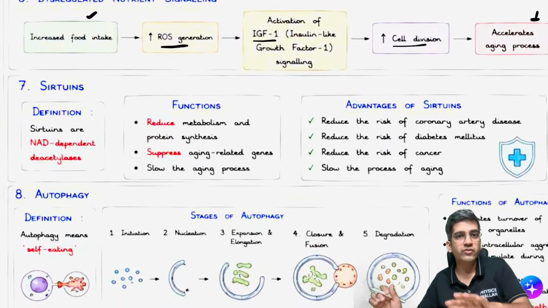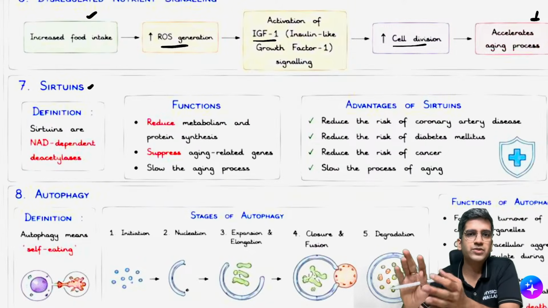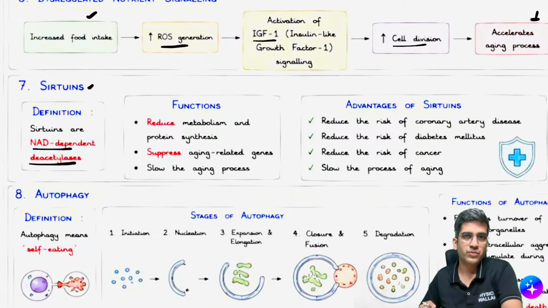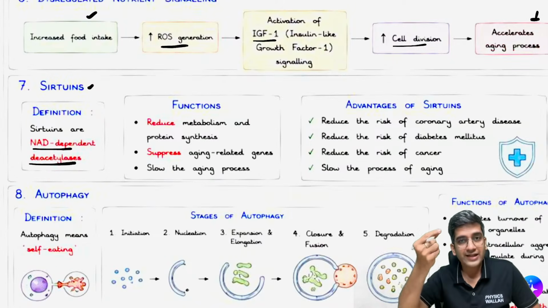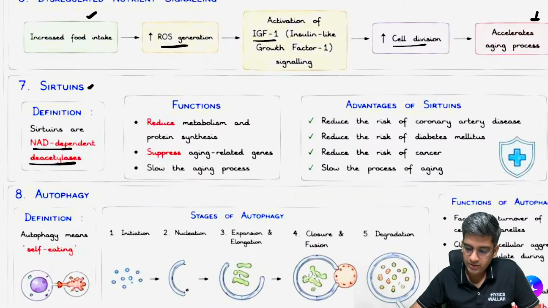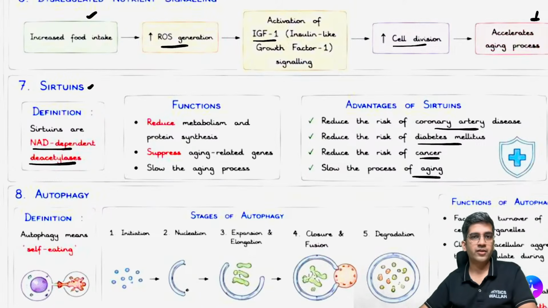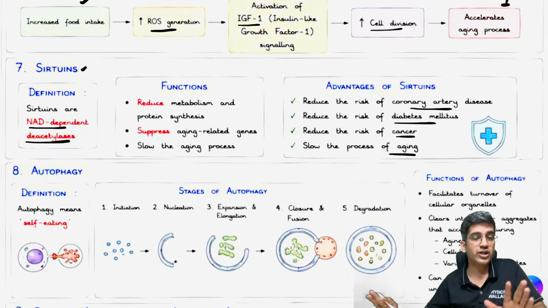Yes, not always is food bad. There are a few types of food called sirtuins, which are there in red wine, grapes, and a few other food products, which is nothing but a deacetylase. It's an enzyme, that's all. It's an NAD-dependent deacetylase, which reduces metabolism, suppresses aging and aging-related disorders. Sirtuin reduces the risk of coronary artery disease, diabetes, cancer, and slows the process of aging. Doesn't mean that you have to go and drink red wine, not at all. It's a molecule present. Is it useful in real life? Really not useful. It's more theoretical and less practical. As on date, in future, I don't know what will happen, right?